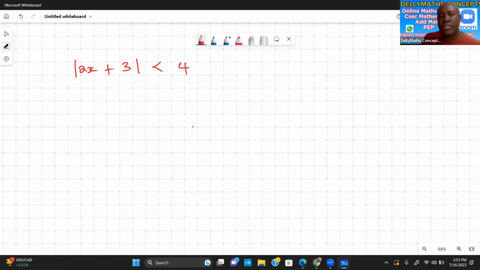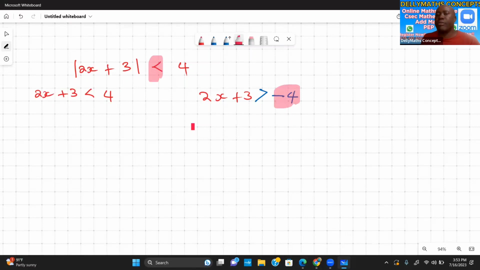So what we have here is situation 1, 2x plus 3 is less than 4. That's one case. Now, for the other case, we're going to have 2x plus 3, right? Now, we're going to be using negative 4. But because I'm going to use a negative 4, I'm going to have to flip the sign. So because I'm using negative 4, it's not going to be less than anymore. It's going to be greater than, and then this becomes negative 4. Because I'm going to change the sign from positive to negative, I have to make sure that I flip the inequality sign to make sure that I'm on the right path.